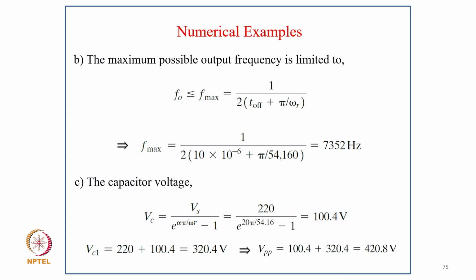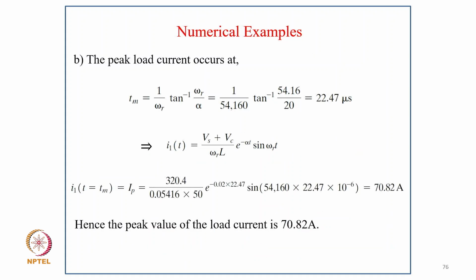The maximum possible output frequency is limited to F0, so F max is 1 upon 2 times Toff plus pi upon omega R, putting a value it comes to 7,352 hertz. The capacitor voltage VC equal to Vs upon e to power alpha pi divided by omega R minus 1, so putting a value it becomes 100.4 volt, and VC1 is 220 plus 100.4, that becomes 320.4 volt, and VPP is 100.4 plus 320.4, that is 420.8 volt.